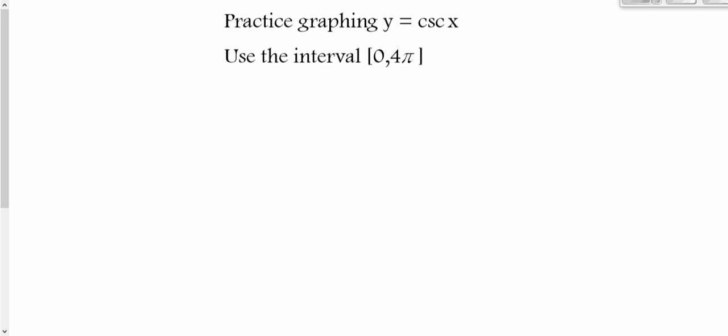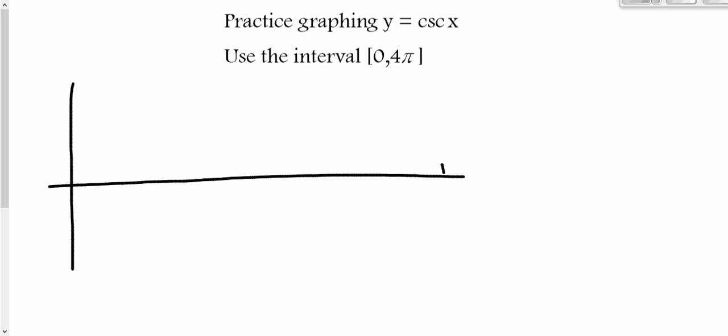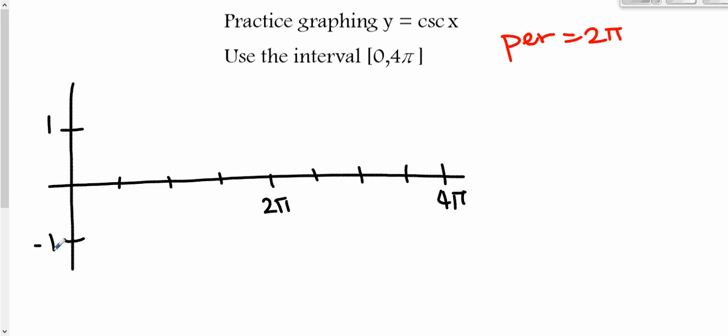Practice graphing y equals cosecant of x on the interval from 0 to 4 pi. Okay, so draw your graph, split it up at 2 pi because the period is going to be 2 pi. Split that into 4 equal parts, and then split the next interval into 4 equal parts. Put a 1 on your y-axis and a -1, and then picture the sine graph.